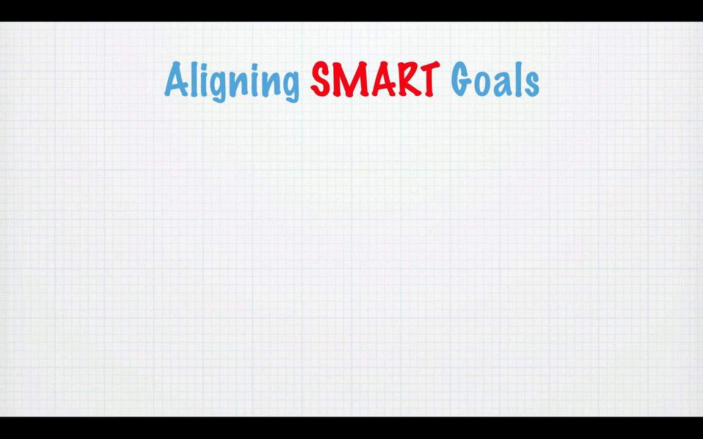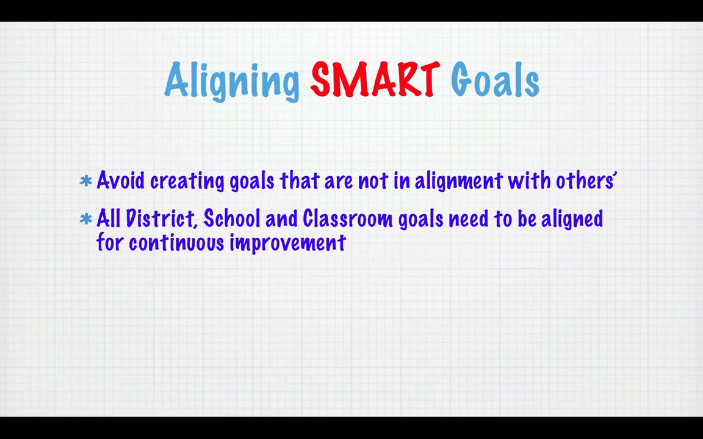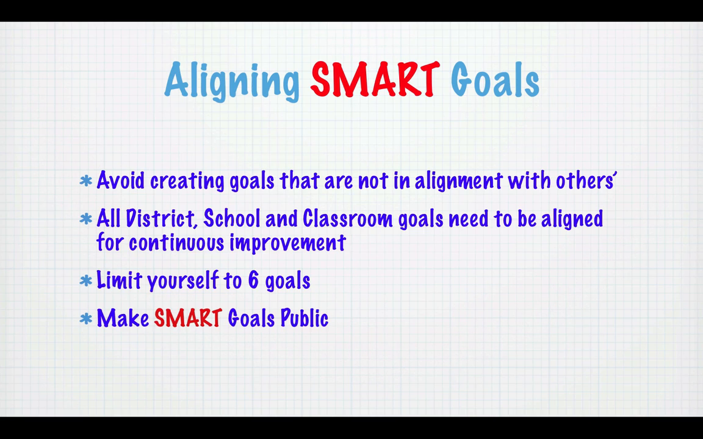Lastly, I would like to talk about aligning SMART goals. It's important that you avoid creating goals that are not in alignment with others. All district, school, and classroom goals need to be aligned for continuous improvement. Limit yourself to 6 goals. More than this will divide resources and attention. And lastly, make your SMART goals public so others can view them.